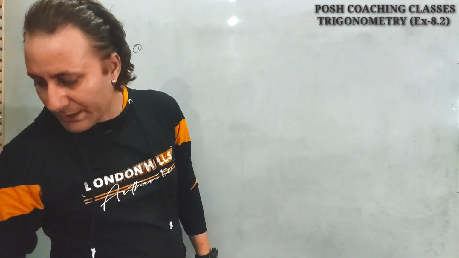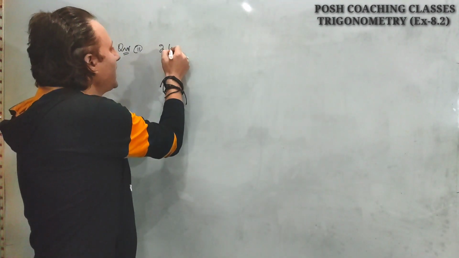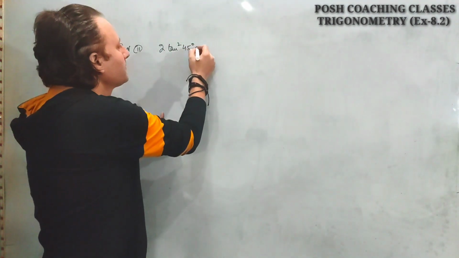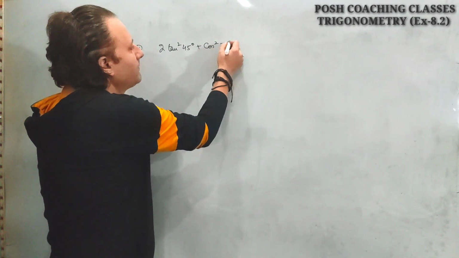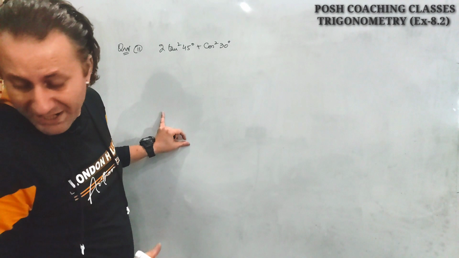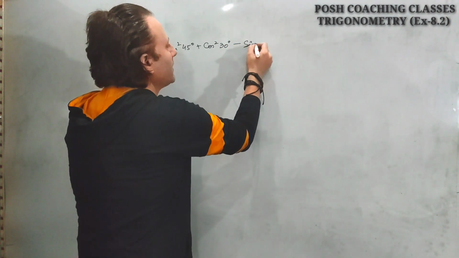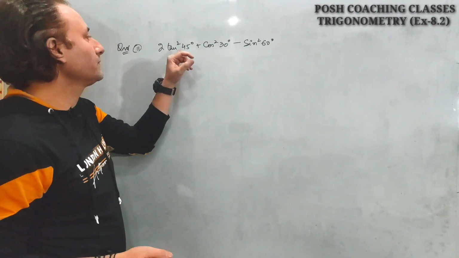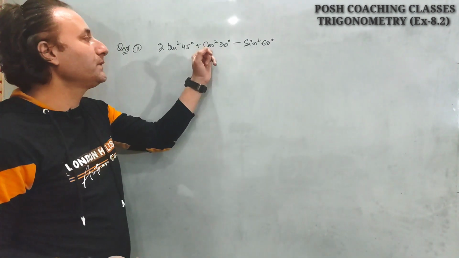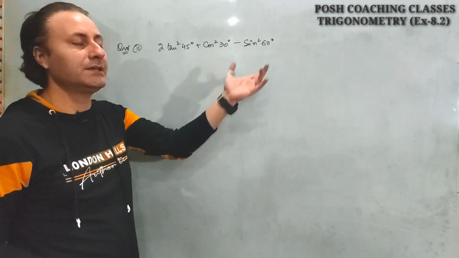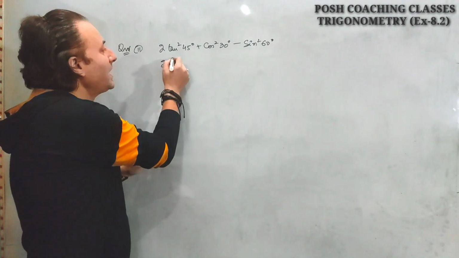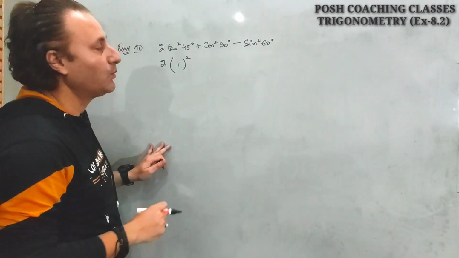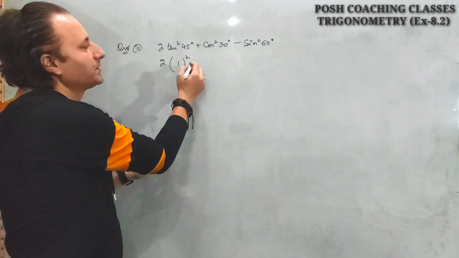Now the second part says 2 tan square 45 degrees, then we have plus cos square 30 degree, then we have minus sine square 60 degree. Okay, you can see we have the values. We can see the value of tan 45 in that table, then we have cos 30 again in that table, and sine 60, we will have that there itself. So tan 45, it is tan square 45. So tan 45 is 1, we will put a square here. Why? Because tan 45 is 1, then there is a square, so we'll keep it here.